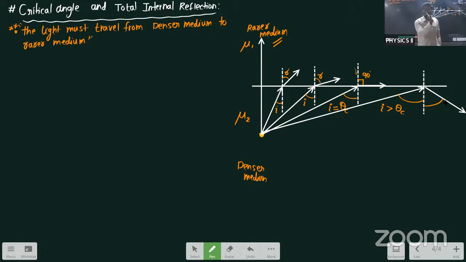As I go on increasing the angle of incidence, the refracted ray angle will also increase. At one particular angle of incidence, the refracted ray will make an angle of 90 degrees with respect to the normal in the rarer medium. Then that angle of incidence is called the critical angle. If the angle of incidence is greater than the critical angle, the ray will be reflected in the same medium. That phenomenon is called total internal reflection.